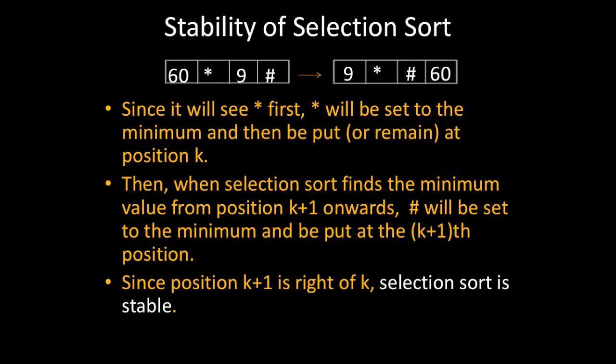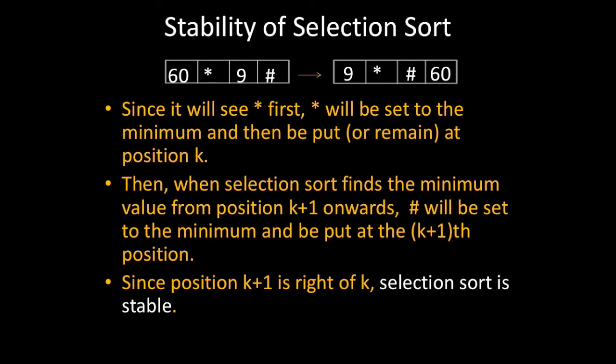Then, when selection sort finds the minimum value from position k plus 1 onwards, after we've already put star at position k, hashtag will now be set to the minimum and be put at the k plus 1th position.